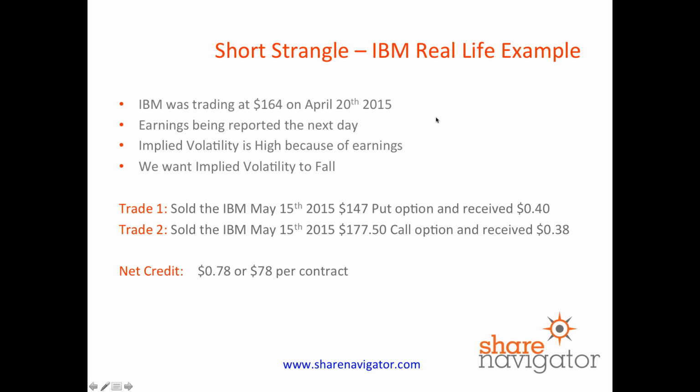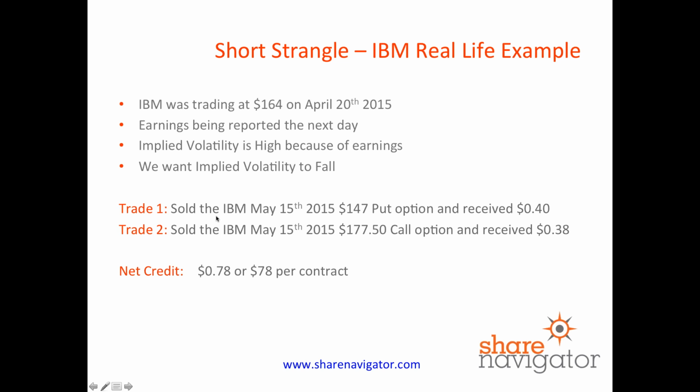So here we have a real life example. IBM was trading at $164 on the 20th of April. Earnings were being reported the next day and implied volatility was extremely high because of earnings. So what we did, placed a trade in the expectation that implied volatility would fall after earnings.